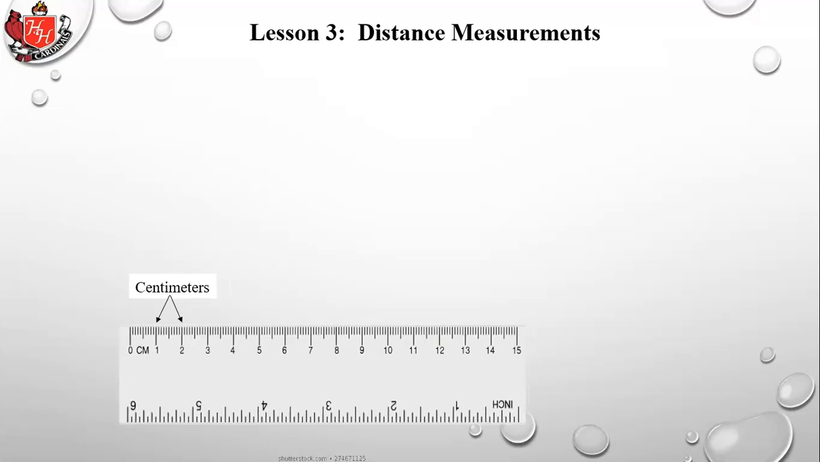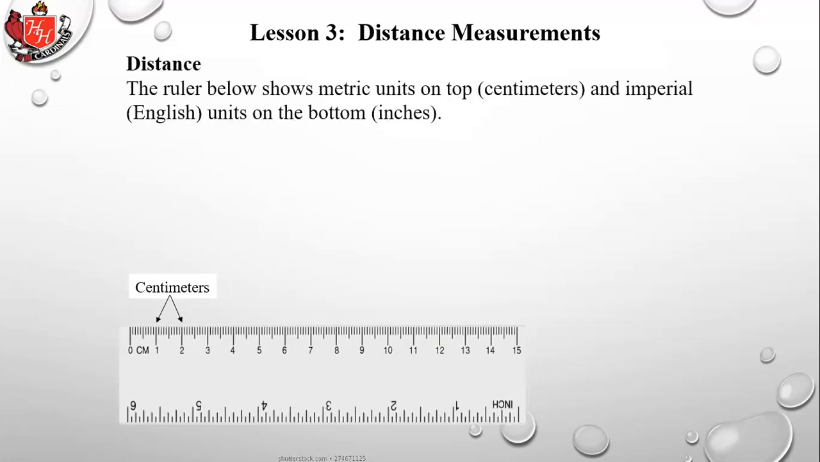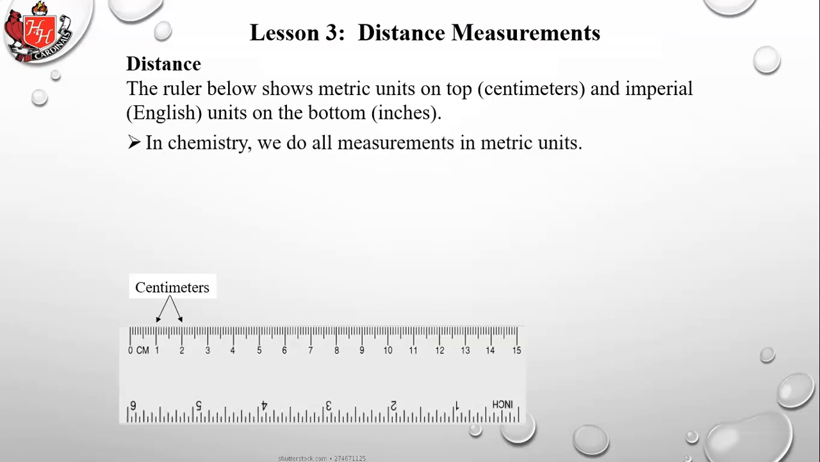Now let's talk about measurements. Distance. The ruler shows metric units on top, centimeters, and Imperial English units on the bottom. In chemistry, we do all measurements in metric, so you always want to be sure you're on the correct side of the ruler, not the inches side. You want to be on the meters or centimeters side.